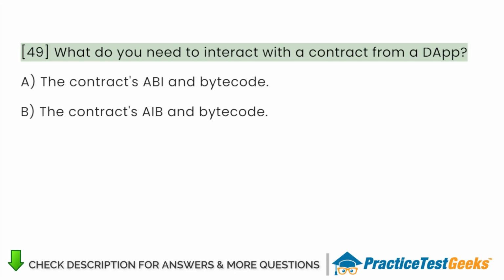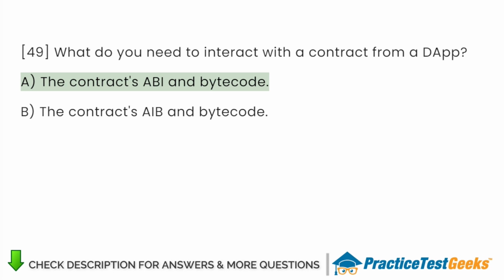What do you need to interact with a contract from a dApp? A. The contract's ABI and bytecode. B. The contract's AIB and bytecode.